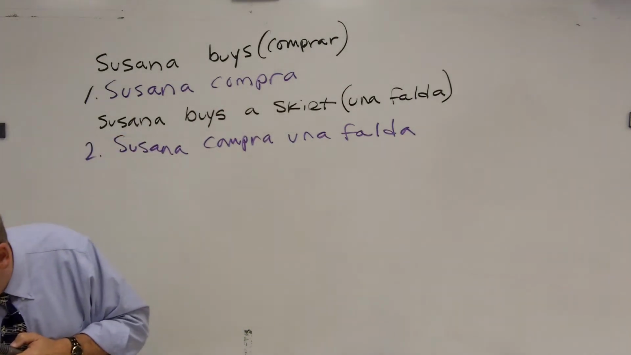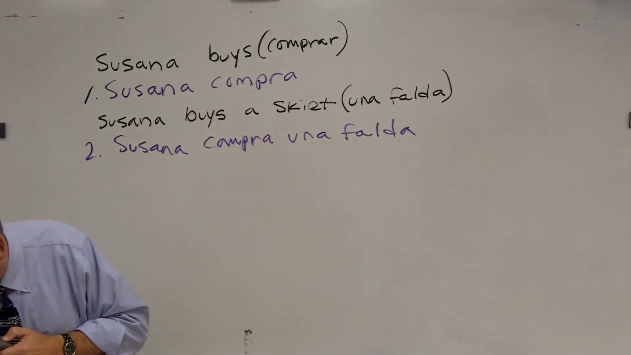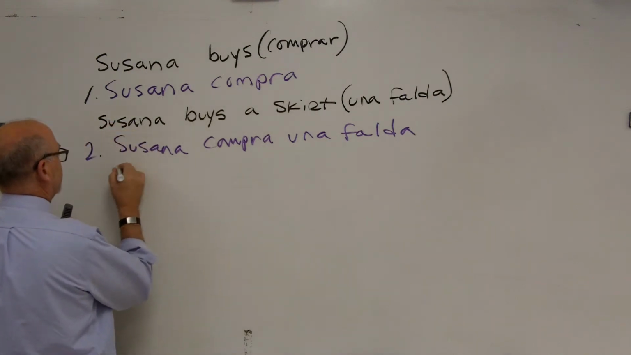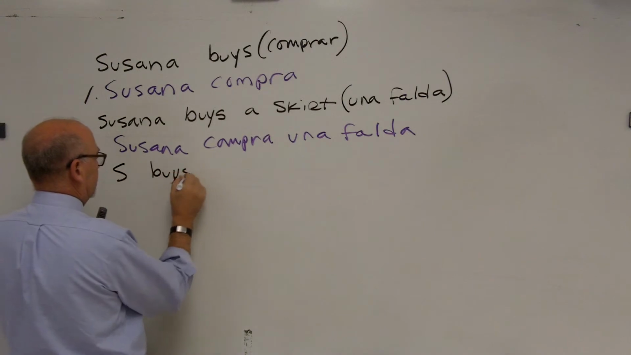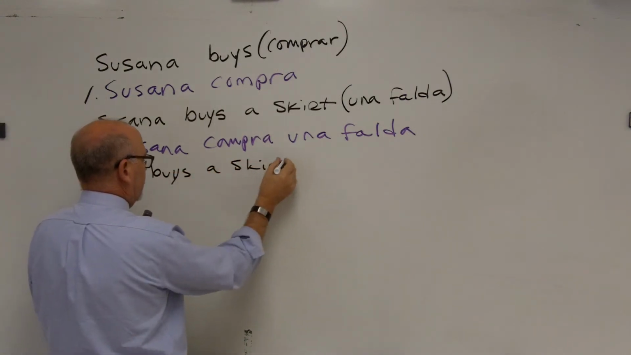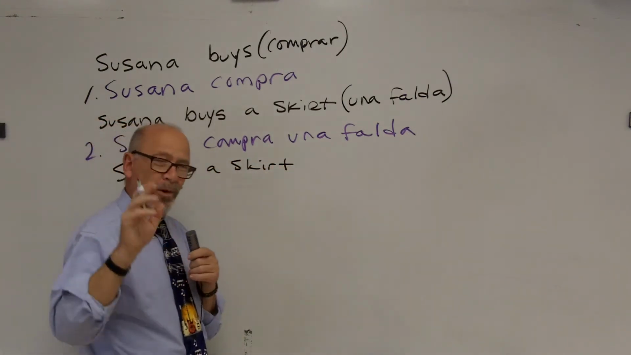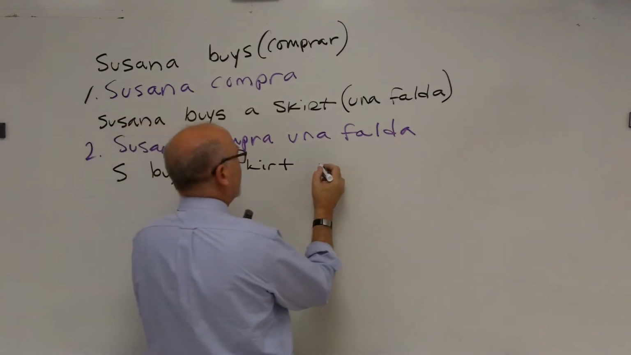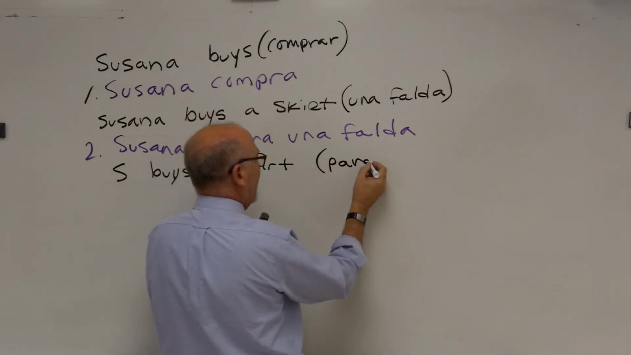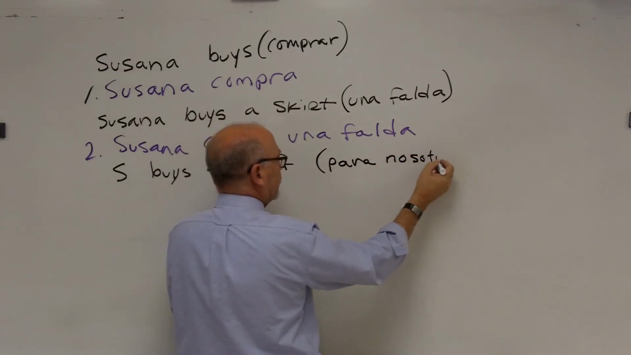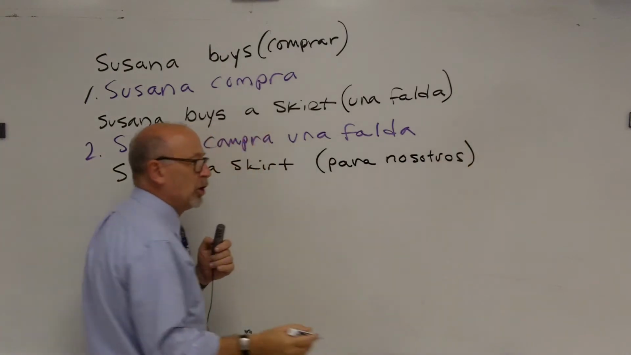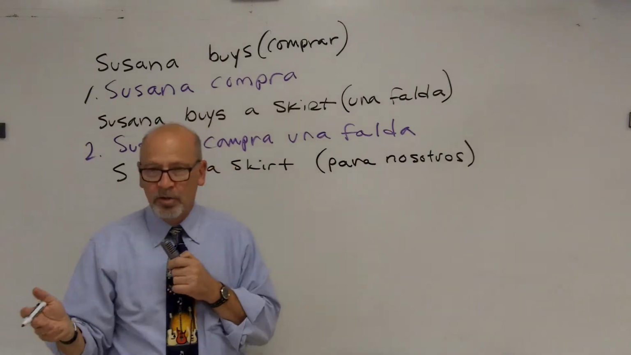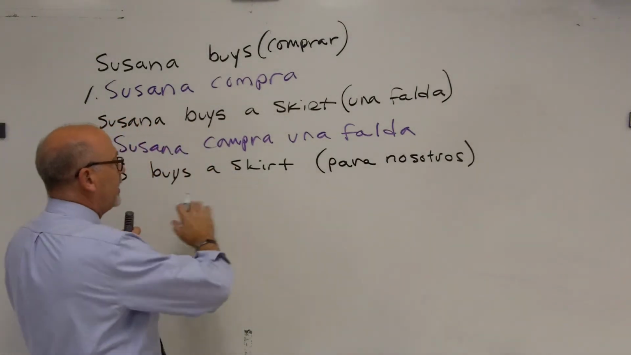Now we're going to say, how about Susanna buys a skirt for us. But we're not going to use the bird word. We're not going to use a direct object pronoun. The way you say for us is para nosotros. Now that's a long way of doing it. It'll work, but it's a long way of doing it. Okay? So, pause me. Give me this sentence.